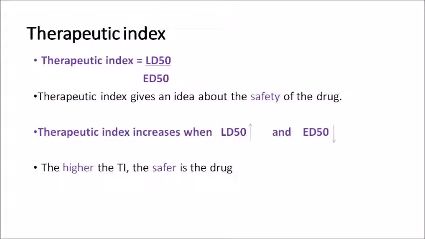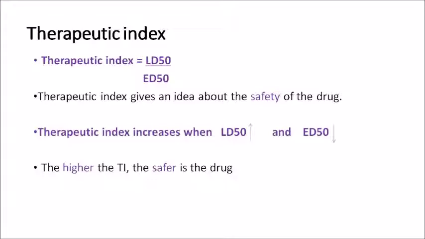Another very important term is therapeutic index. Therapeutic index is defined as median lethal dose by median effective dose. Median lethal dose means the dose that can be lethal to, or that can kill, 50% of the population. And median effective dose is the dose that is effective to 50% of the population. Therapeutic index gives an idea about the safety of the drug.